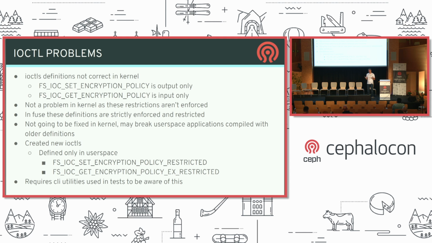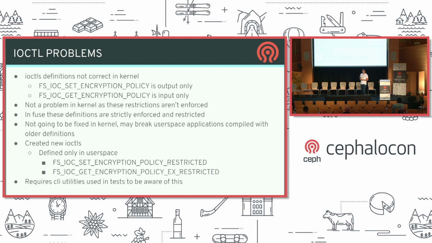And what you would expect for set encryption is that you're receiving something, so some inputs would be input. Unfortunately, it's output, and then the get is also flipped. This wasn't a problem in the kernel itself because a lot of different types of restrictions are bypassed because there's apparent trust. But unfortunately, in Fuse, these definitions are strictly enforced and restricted.